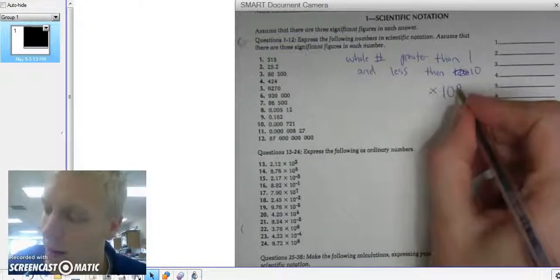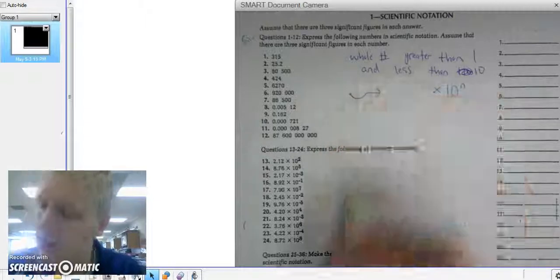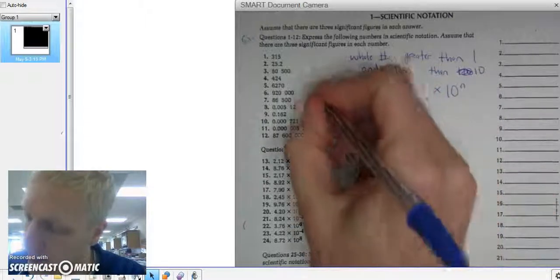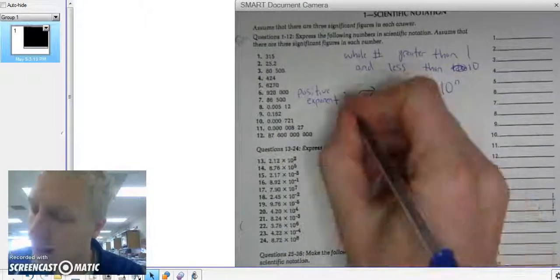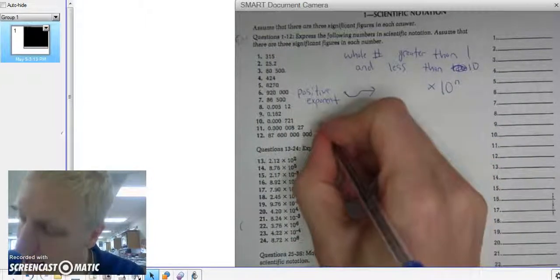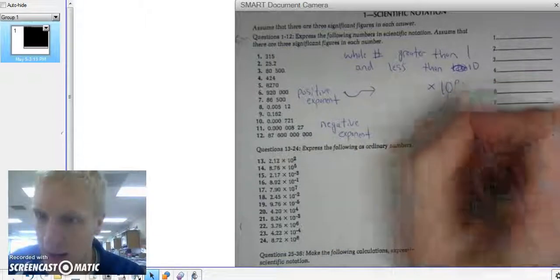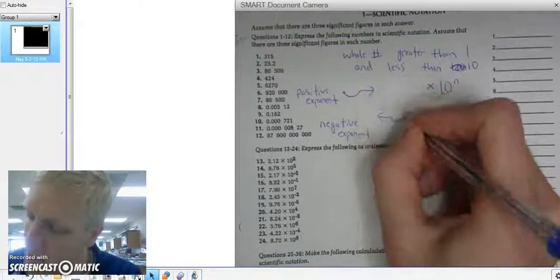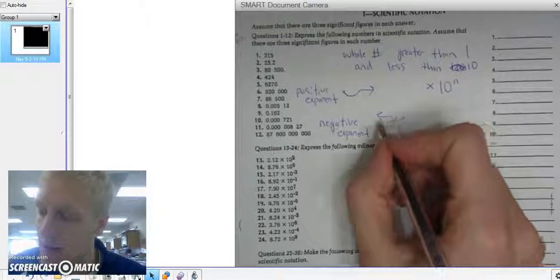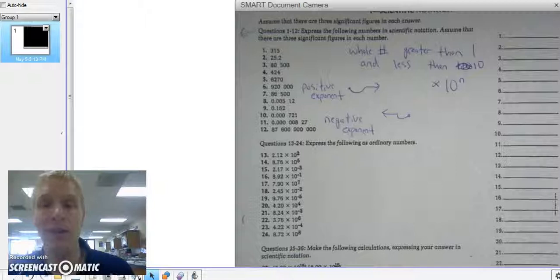If the exponent is positive, that means I'm moving the decimal over to the right. Positive exponent, decimal moving to the right. If I have a negative exponent, which is this n guy, then what I'm doing is I'm moving the decimal to the left. And essentially I'm making a very small number. So if I have 10 to a negative number, my number is going to be less than 1. If I have 10 to a positive number, my number is going to be greater than 1.